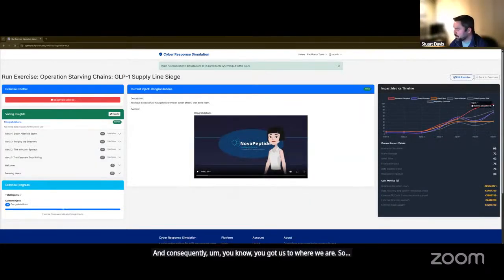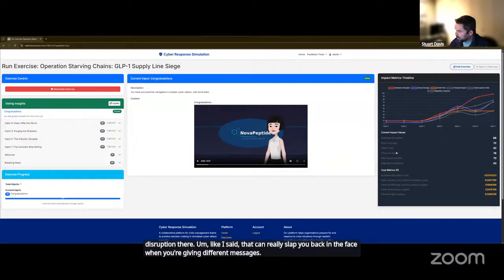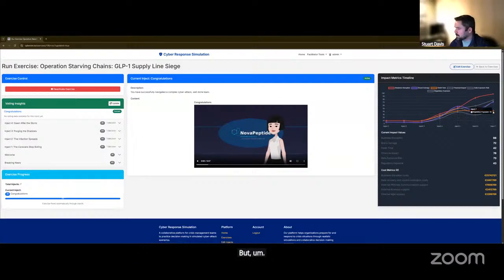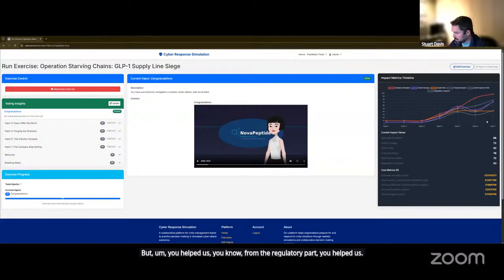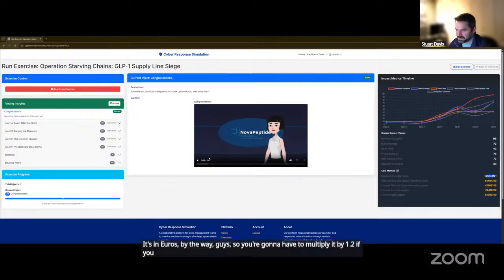So a bit more disruption there. Like I said, that can really slap you back in the face when you're giving different messages, but you helped us bring the regulatory part down because you tailored the messaging. So that was good. So here's where you ended up in your total bill. It's in euros, by the way, guys. So you're gonna have to multiply it by 1.2 if you want US dollars.